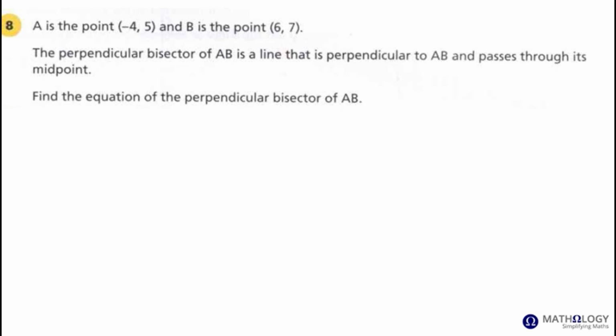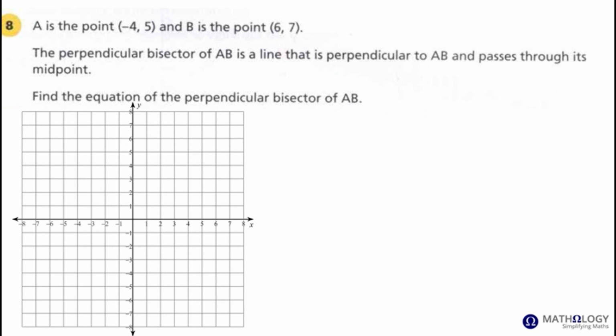Question 8. A is the point minus 4, 5. B is the point 6, 7. The perpendicular bisector of AB is a line perpendicular to AB and passes through the midpoint. We're required to find the equation of the perpendicular bisector of AB. Okay, with all coordinate geometry, we're going to be drawing a diagram, right? Do not attempt any coordinate geometry problem without first drawing a diagram. Okay, A is the point minus 4, 5. So that's where A is. B is the point 6, 7. 6, 7 is there. Okay, we are required to find the equation of the perpendicular bisector of AB.